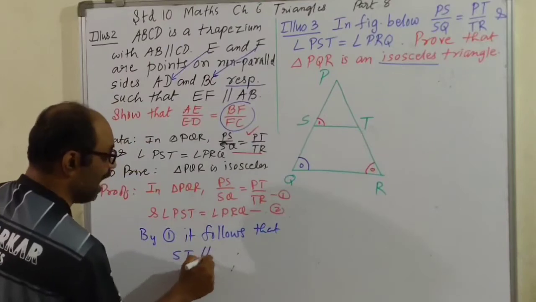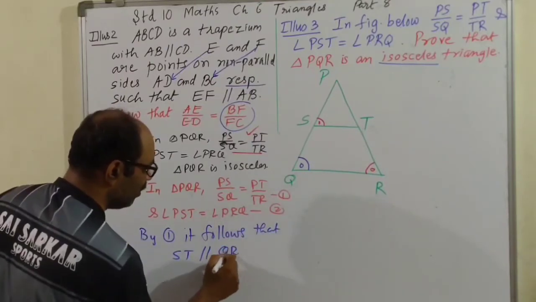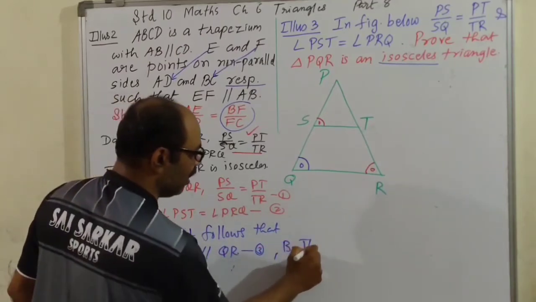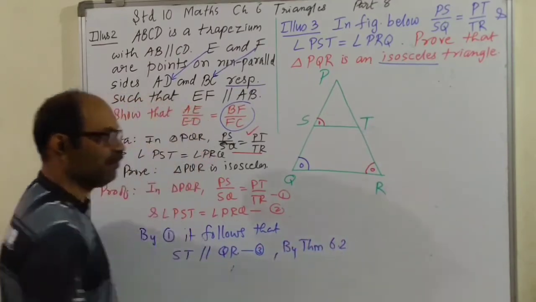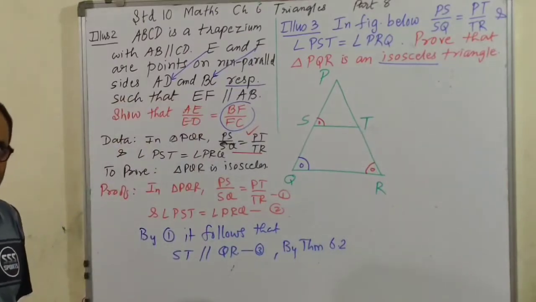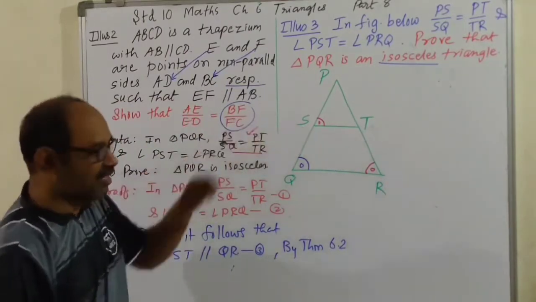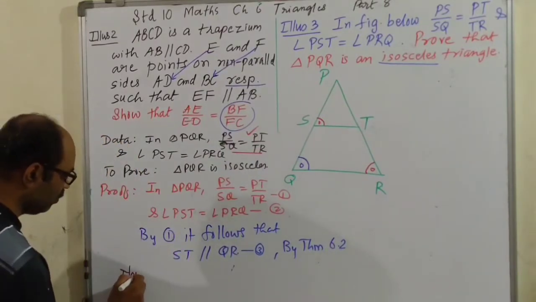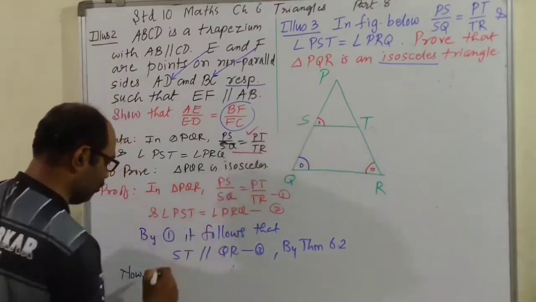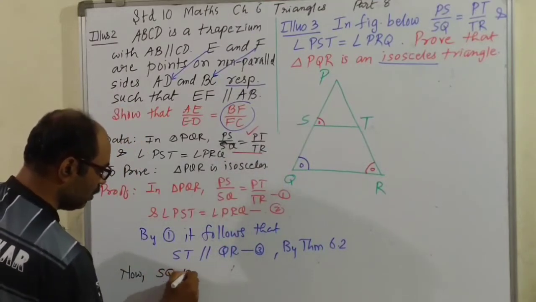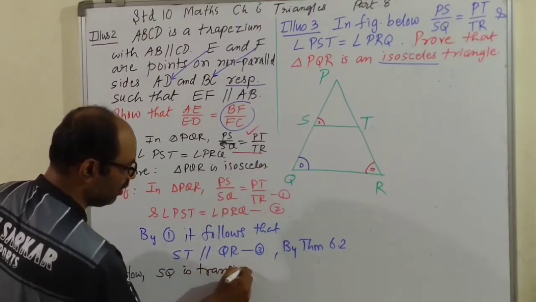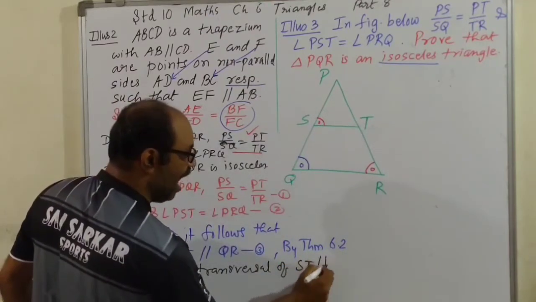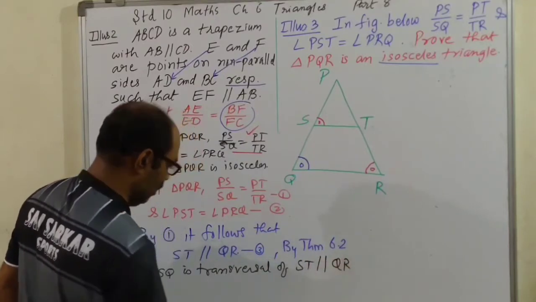ST is parallel to QR. Result 3, by theorem 6.2. You got parallel, so now that transversal. Now, SQ is transversal of ST parallel to QR.